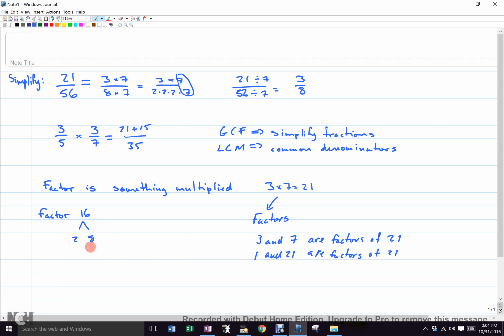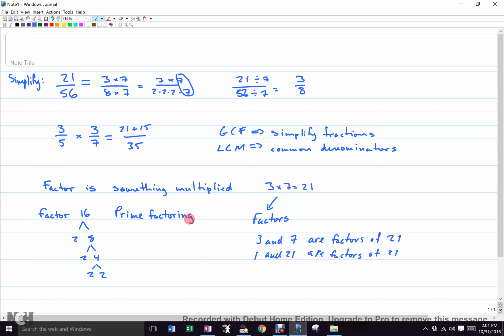Yeah. And then you'd break 8 to 2 and 4. Then you'd break 4 to 2 and 2, and you'd probably stop. Yes? Okay. That is not what I need you to do with this unit. That does something totally different. Okay? That is what we call prime factoring.